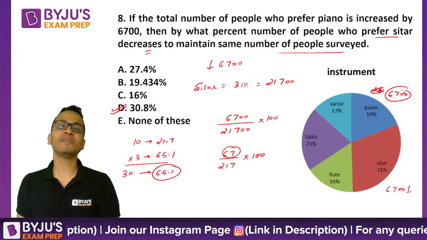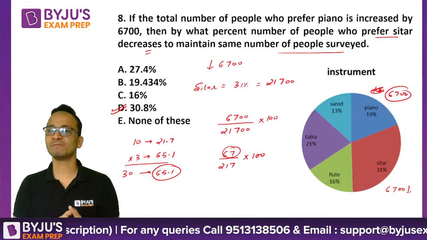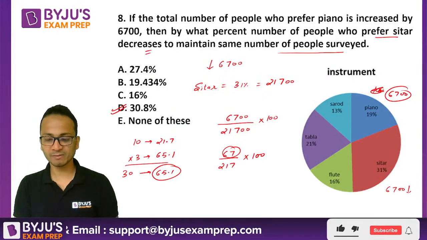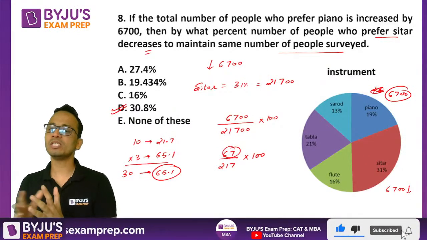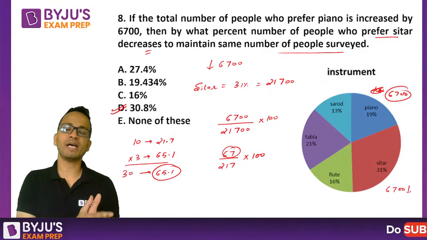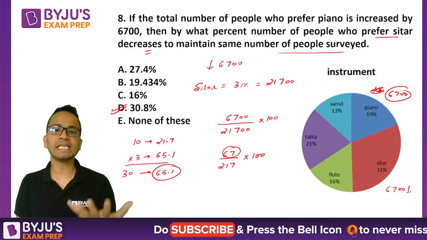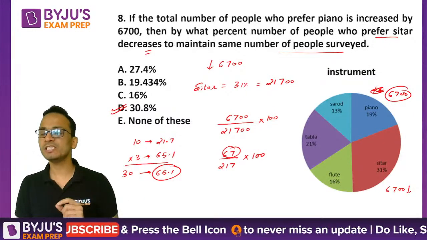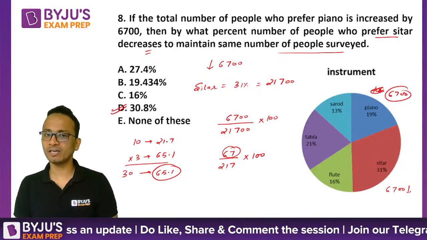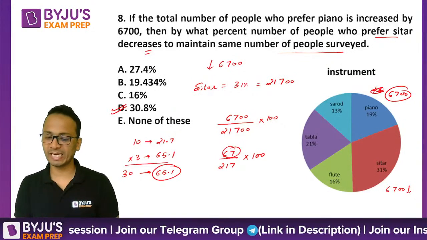विवेक क्यों नहीं आ रहा समझ में? विवेक, सिंपल है. नंबर ऑफ पीपल हु प्रेफर पियानो इंक्रीज्ड बाय 6,700. तो मुझे नंबर ऑफ पीपल हु प्रेफर सितार उसको 6,700 से डिक्रीज करना पड़ेगा. ओके, सो सितार का ओरिजिनल वैल्यू कितना था? 21,700. 21,700 is the original value. इसको डिक्रीज करना है 6,700 से, and you will have to find out the percentage decrease. Okay, percentage decrease क्या होता है? Change divided by original value. Change कितने का है? 6,700 का. Original value is 21,700. Do the calculations, you will get the answer.